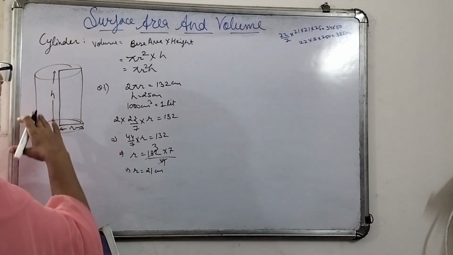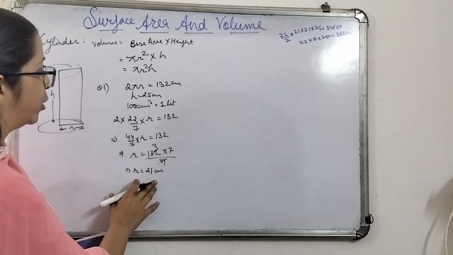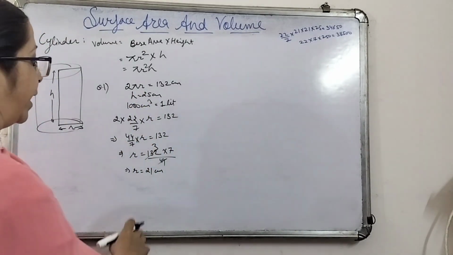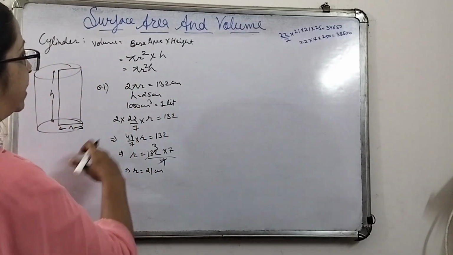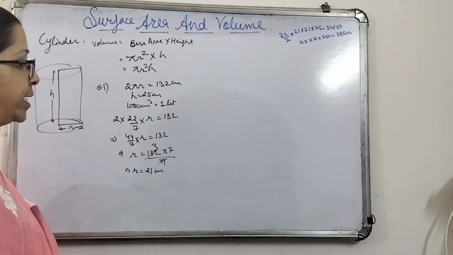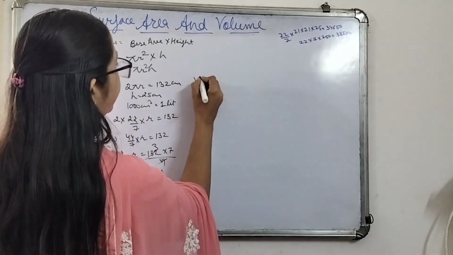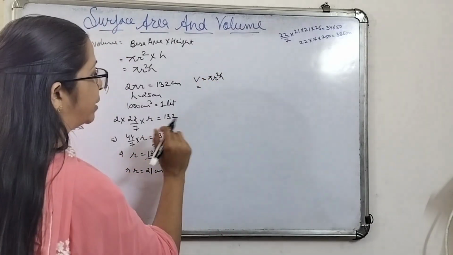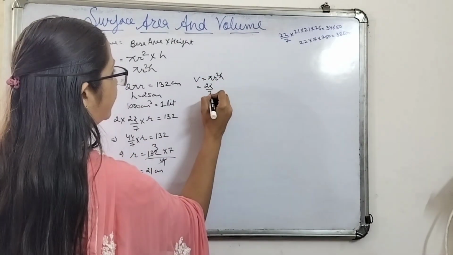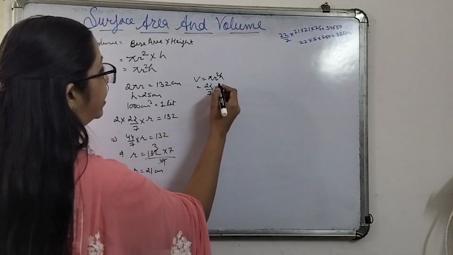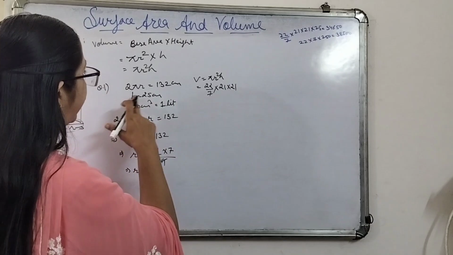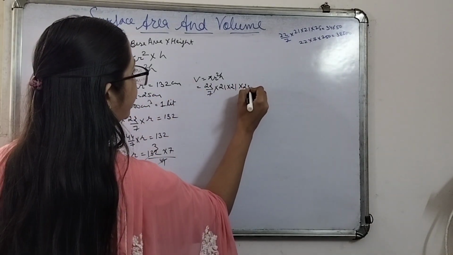So the radius of this cylindrical base will be 21 centimeter. Now we have to find its volume, and we know that the volume of the cylinder is pi r square h. So volume will be given by pi r square h. If we keep the values, pi is 22 by 7, r is 21 multiplied by 21 because it is r square, and h is 25.